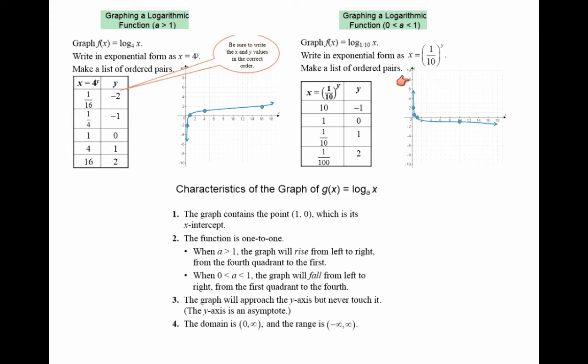The range would be the values of y, which pretty much covers everything, because this graph is going to go down to negative infinity, and this graph, on the other side, is going to increase and cover all the y-axis at the top. That's why the range would be all the numbers from negative infinity to positive infinity. These are the characteristics of the graph y is equal to log of x.